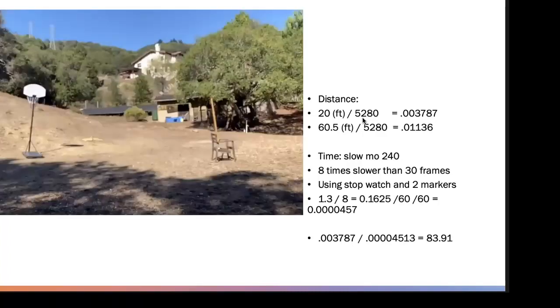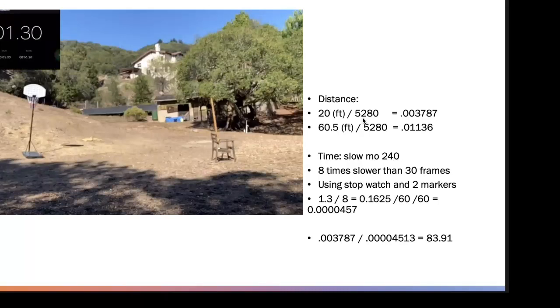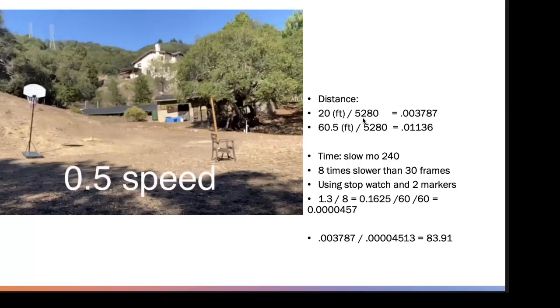The most accurate way to find the exact time of the ball between the distance you're throwing it is using slow-mo camera. Slow-mo records at 240 frames per second, which is 8 times slower than 30 frames per second, which is the normal video speed. So when you record in slow-mo, you stopwatch it, and what you get, you divide by 8, and that is the amount of time. It's 8 times more accurate because there's way less chance for human error.